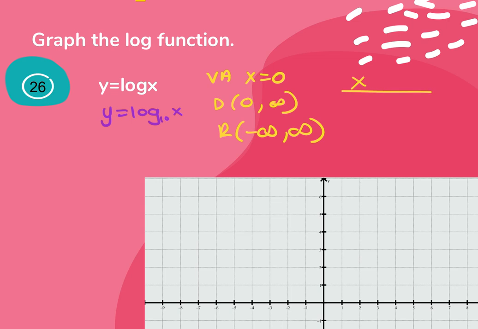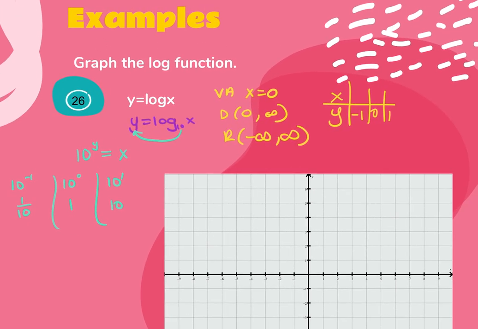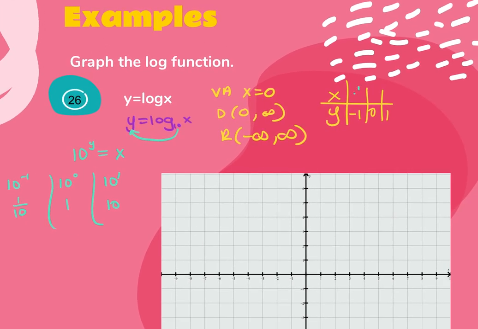Then I do my t-chart, plugging in for the y. Convert to exponentials. So 10 picks up the y, drops off, leaving the x. And I get 10 to the negative 1, 10 to the 0, and 10 to the first, which is 1/10, 1, and 10. How did you get 10? The base, if it's just log, the base is 10.